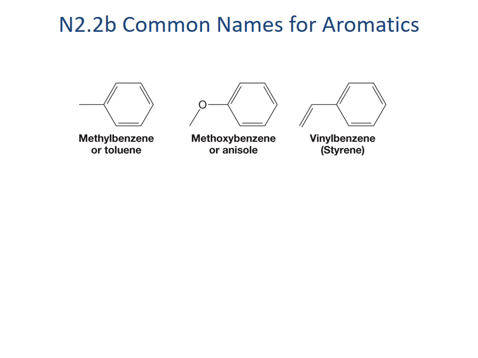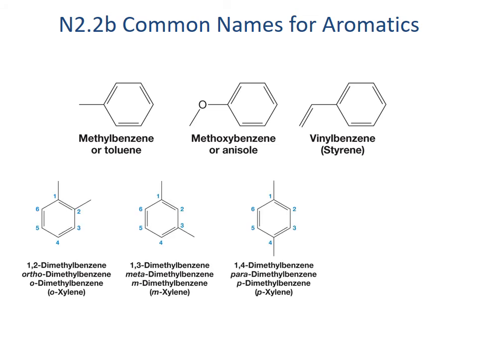Some benzene derivatives have common names. Toluene is methylbenzene. Methoxybenzene is also known as anisole, and vinylbenzene is also known as styrene. Dimethylbenzene is xylene, but the methyls could be arranged into ortho, meta, or para. They would all be known as xylene still. We always indicate whether it's ortho, meta, or para for the molecule xylene.